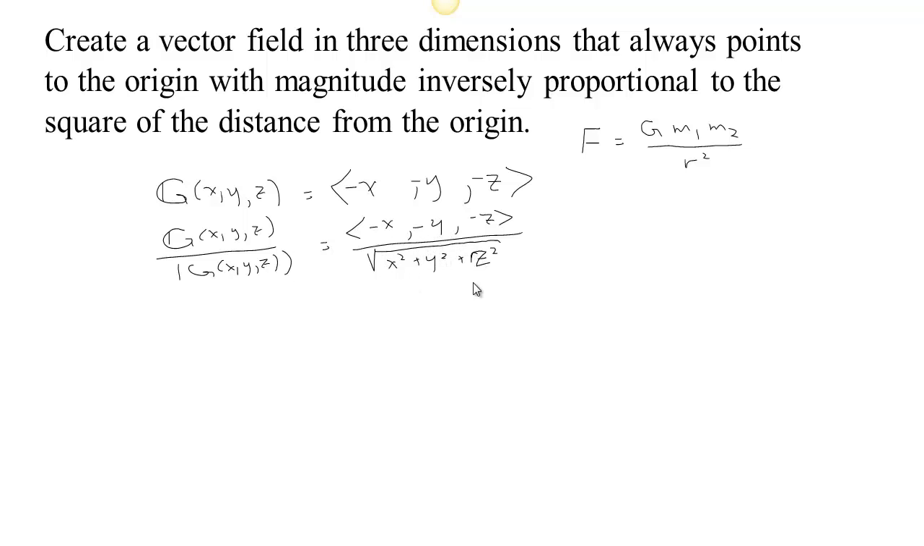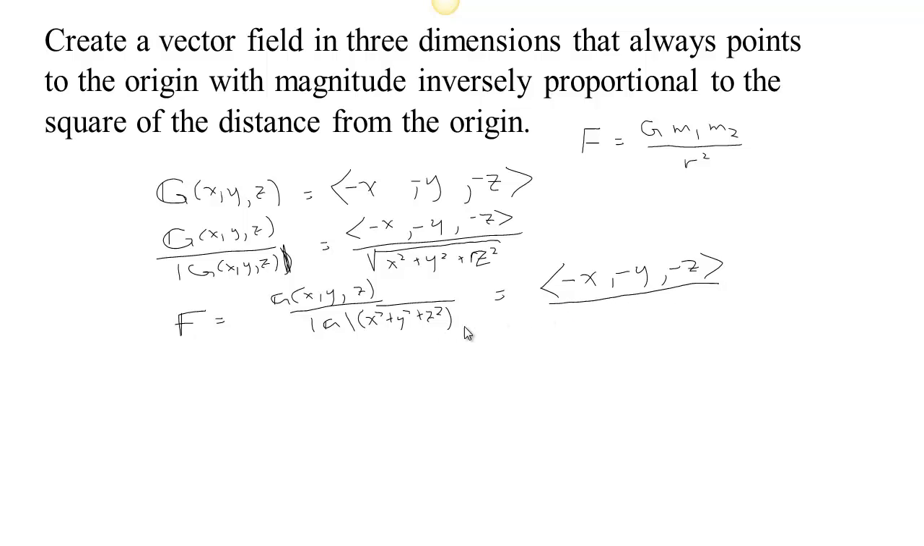We want them to have length that's inversely proportional to the square of the distance from the origin. So our final vector field is going to be to take our unit vector field, so all the vectors here have length 1. We divide by the length of G, right? And then also divide by the distance from the origin squared, which is going to be x squared plus y squared plus z squared. You see what we get is a vector field that looks like this: negative x, negative y, and negative z. That just makes it so that we point towards the origin, and then we're just rescaling it.